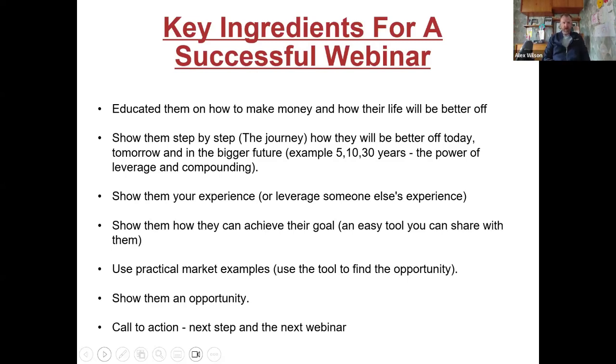You want to show them your experience, or again, as I said, leverage someone else's experience. You can do that, and once you start leveraging someone else's experience and you've done enough, then you'll be able to start doing these things on your own. But leverage someone else's experience if you don't have that credibility built up right away, right off the bat. Show them how they can achieve their goal.